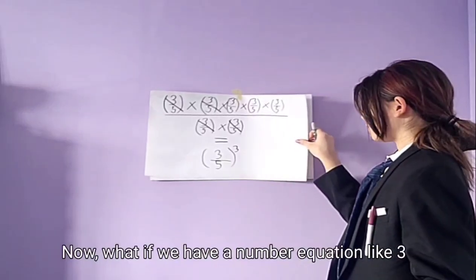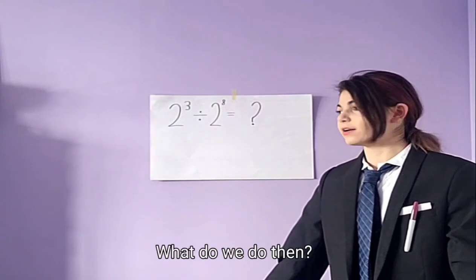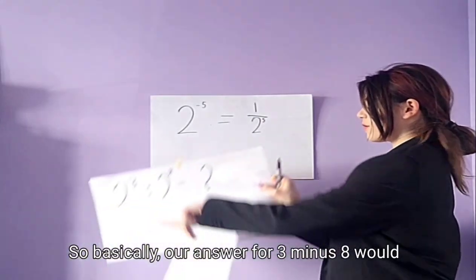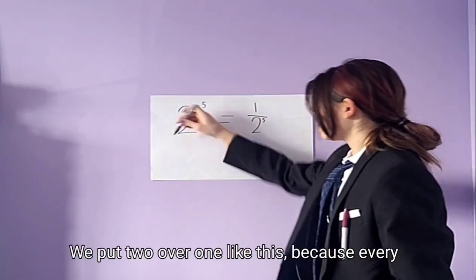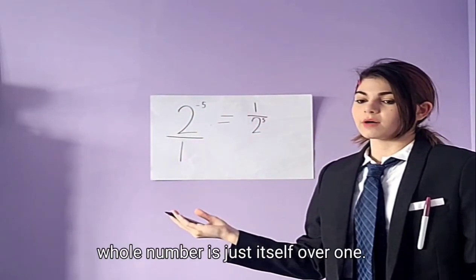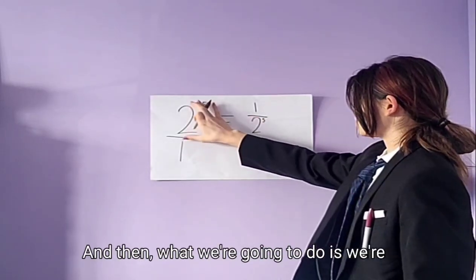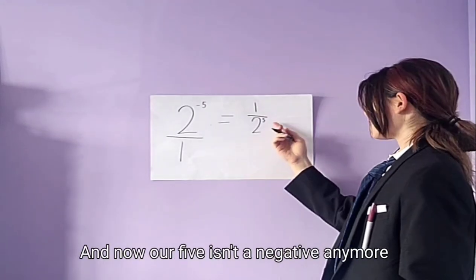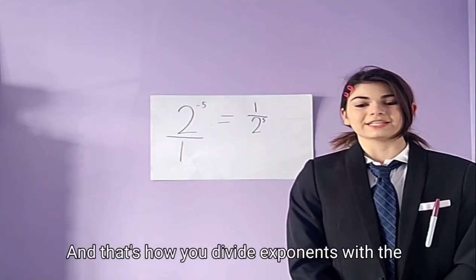Now, what if we have a number equation like 3 minus 8? What do we do then? That's not going to be a positive number. Well, it's not, but we have a special trick to help us with that. Our answer for 3 minus 8 would be negative 5. But we can't have a negative exponent. So what we do is we put 2 over 1 like this, because every whole number is just itself over 1 if we want to turn it into a fraction. Then we take our 2 and put it on the bottom, and we put our 1 on the top. And now our 5 isn't a negative anymore, so we can calculate it much easier. And that's how you divide exponents with the same base.